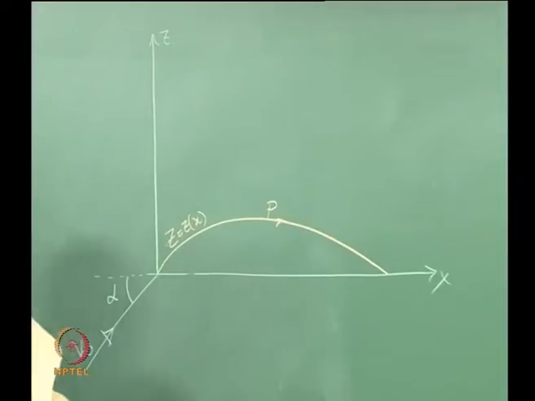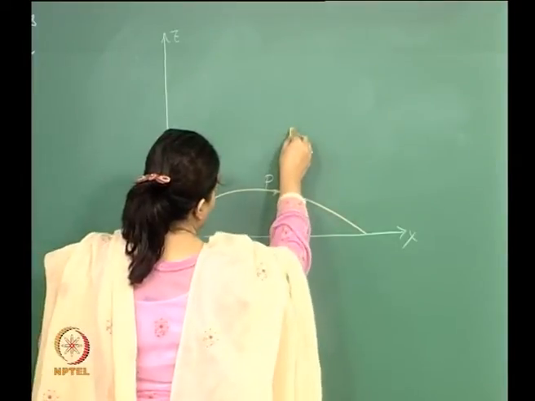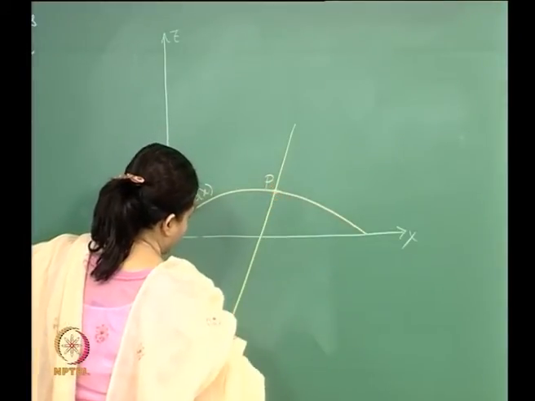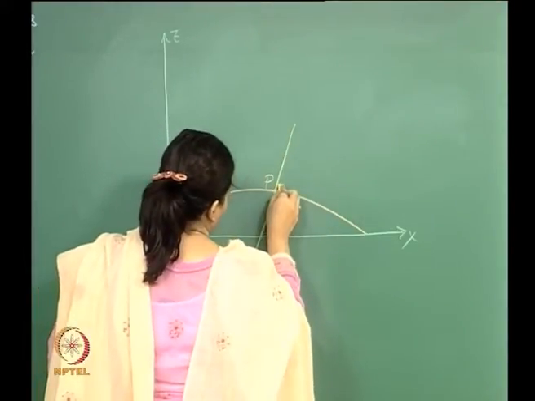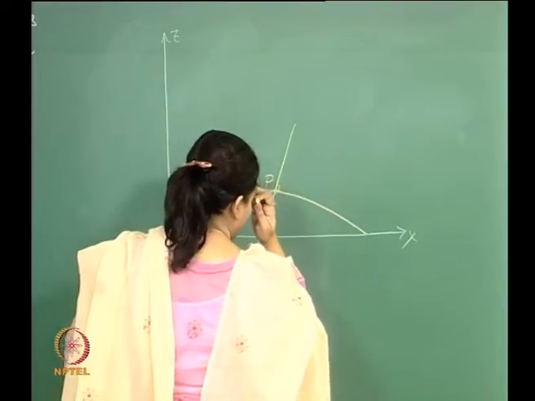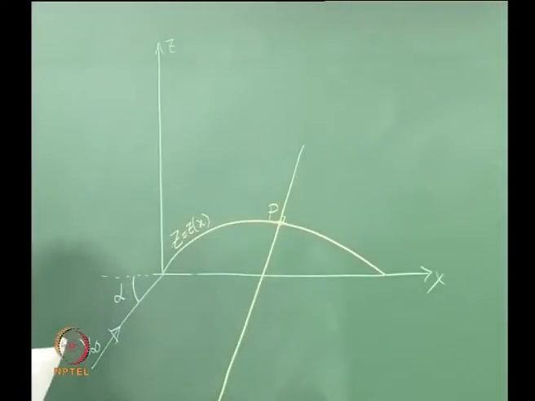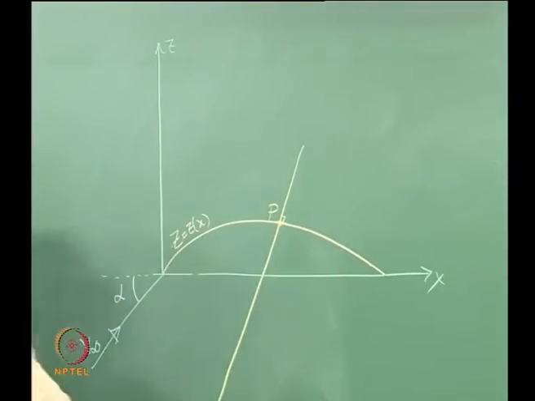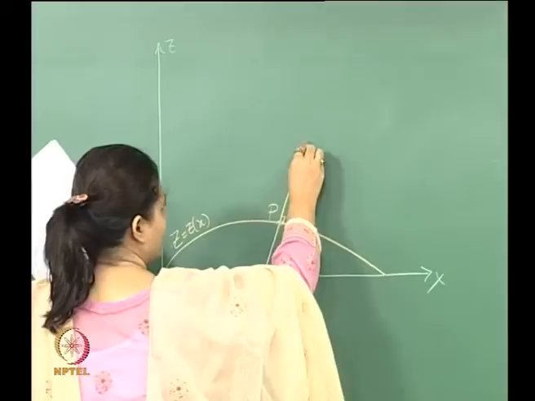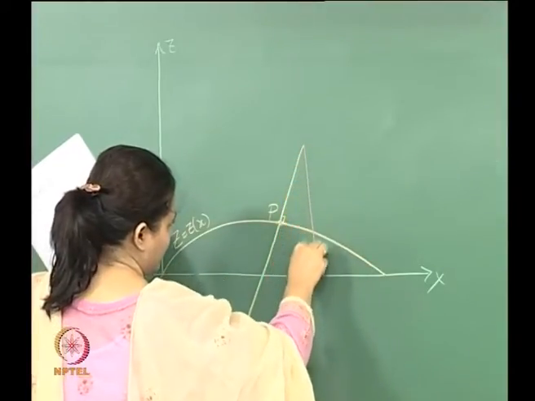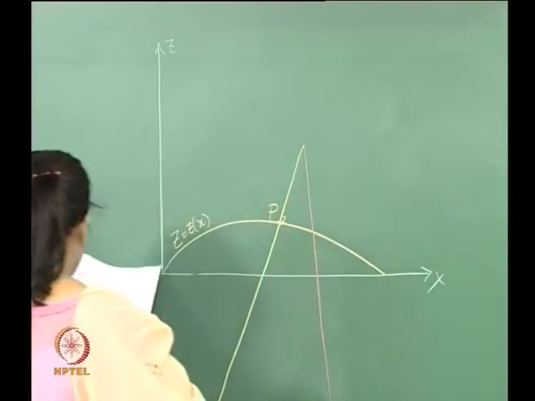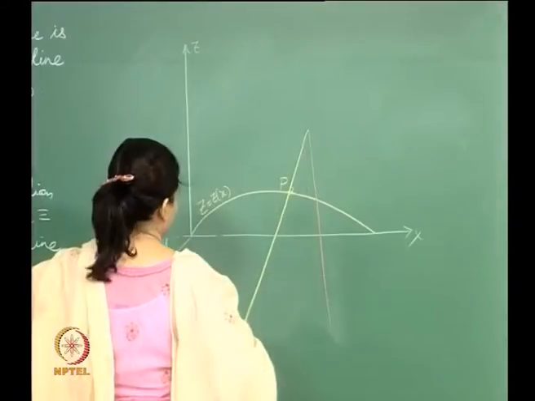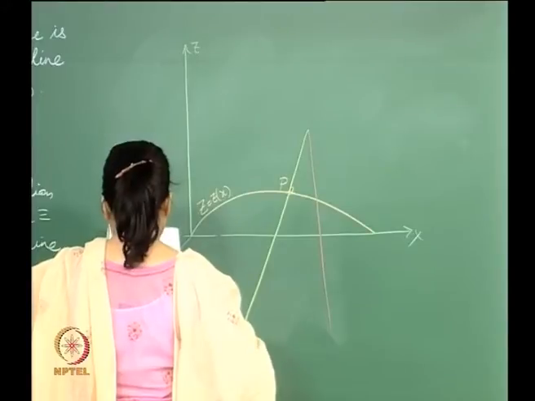What do I mean by that? What I am going to do is drop a perpendicular. This makes it perpendicular at this particular point P. So, if I do that, now I have this line over here.